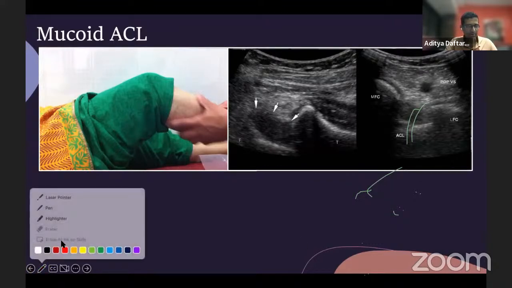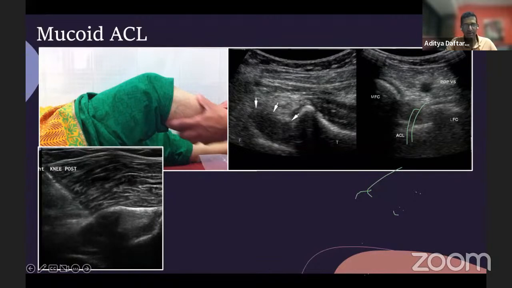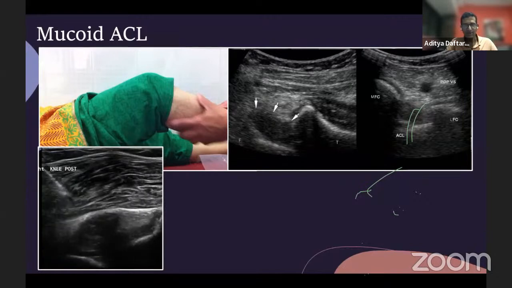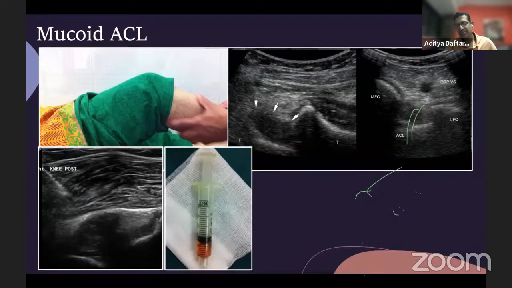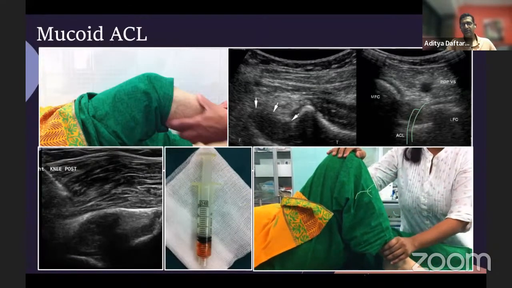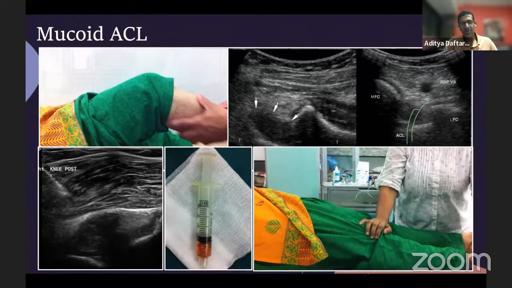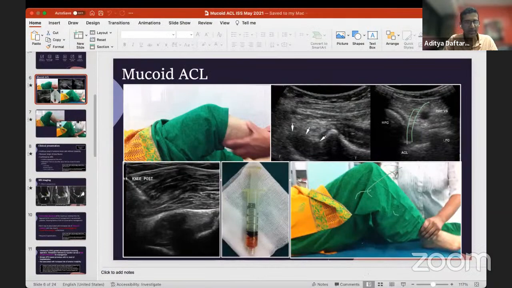I think there's some markings here that have come from something else. Anyway, here's a video and you can see the needle going into that mucoid ACL cyst. We can put a thick needle in, and then normally we aspirate it and we fenestrate it. Sometimes we get aspirate, sometimes we don't. And then this is the same patient immediately after the procedure. You can see the significantly improved range of motion. So this is what we oftentimes do for patients.